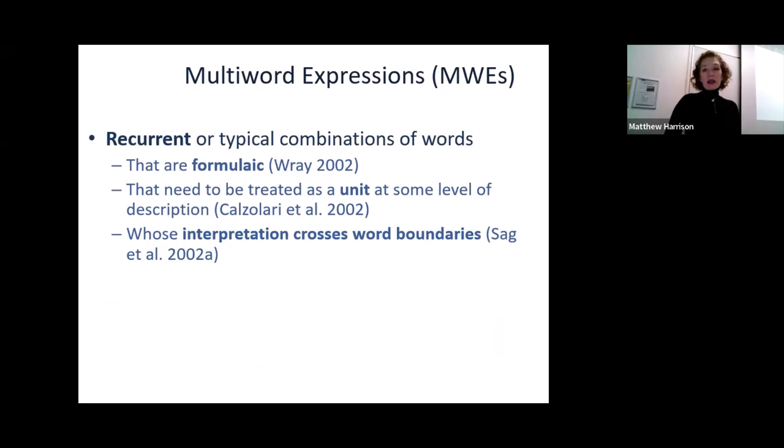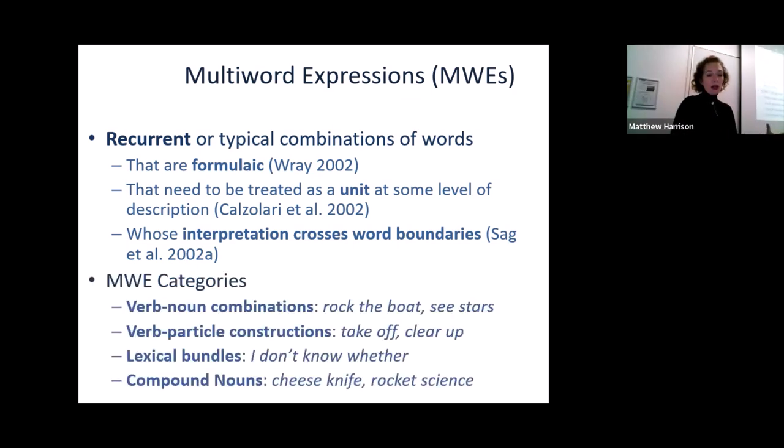The way we can think about idiomatic expressions is that they are recurrent combinations that are formulaic and that need to be treated as a unit at some level of linguistic description. They are usually interpretations or concepts that cross word boundaries. So there are multiple words or lexemes or concepts involved, and they can be seen in different types of expressions.